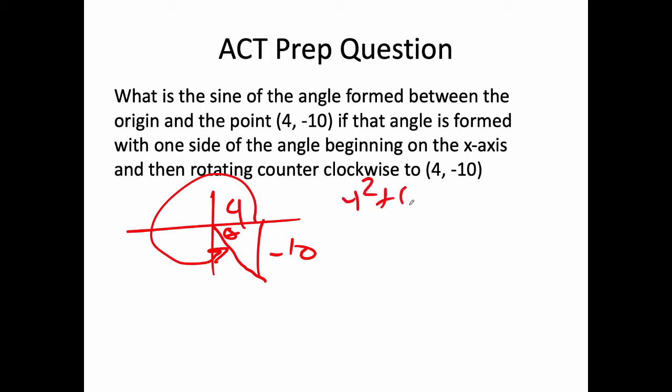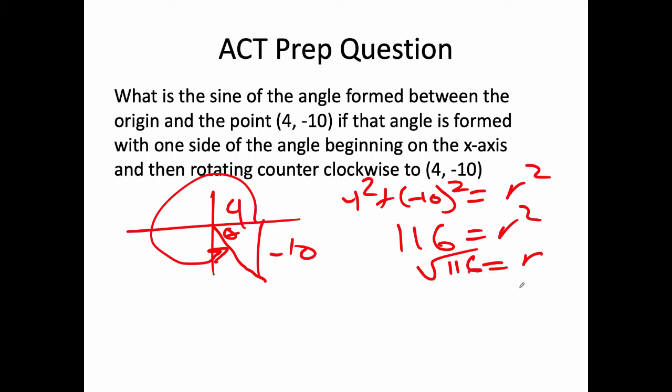4 squared plus negative 10 squared equals r squared. That's 116 is r squared. R is the square root of 116, which simplifies to 4 root 29, and that would be 2 root 29. So I should use 2 root 29. And they were just looking for the sine. I think they just wanted the sine.